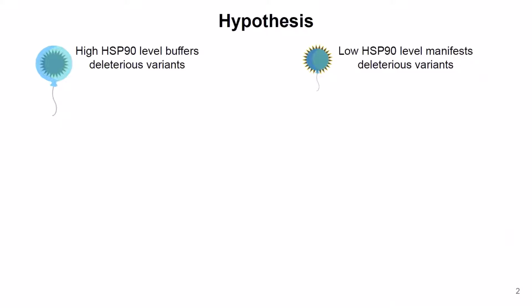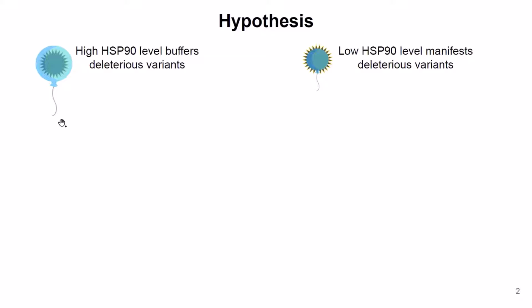In several works, it was shown that HSP90 can buffer manifestation of deleterious variants. And if we artificially decrease the level of expression of HSP90 by mutations or adding specific inhibitor, these deleterious variants will appear in phenotype.